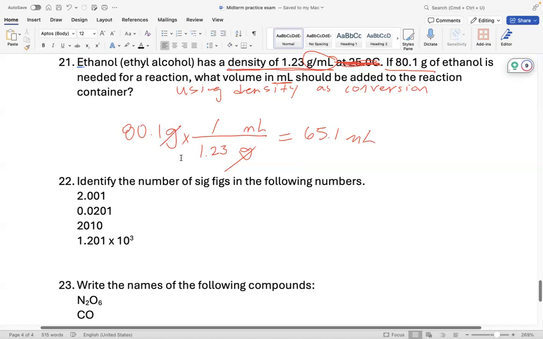All right, 22, identify the number of sig figs. Just a refresher, because again, we're going back to lecture 1. Leading zeros never count. Sandwich zeros always count. And trailing zeros sometimes count. And that sometimes is after a decimal and a non-zero digit.